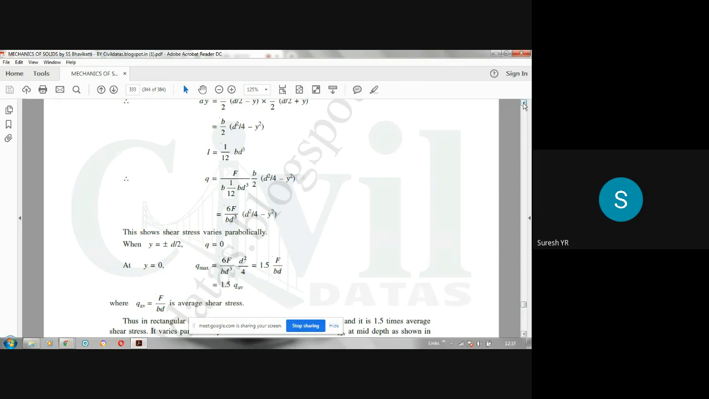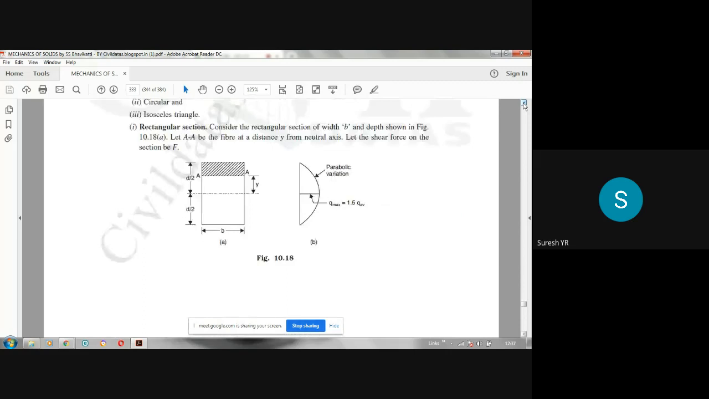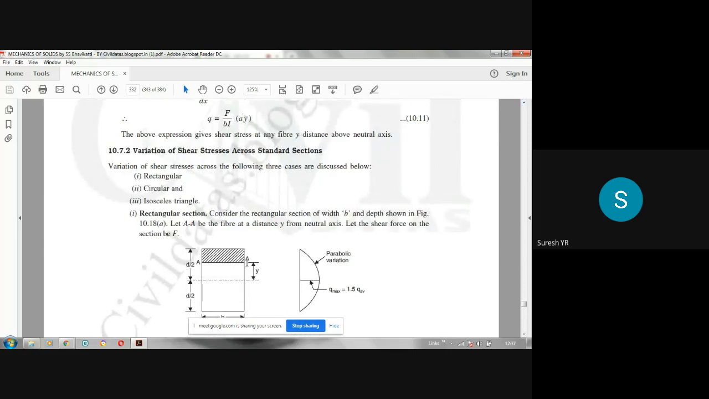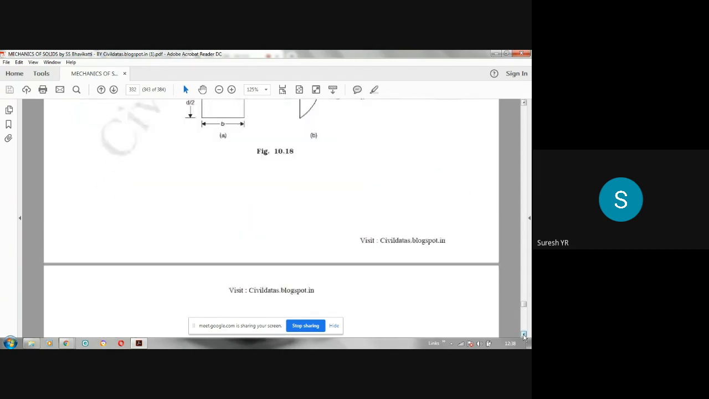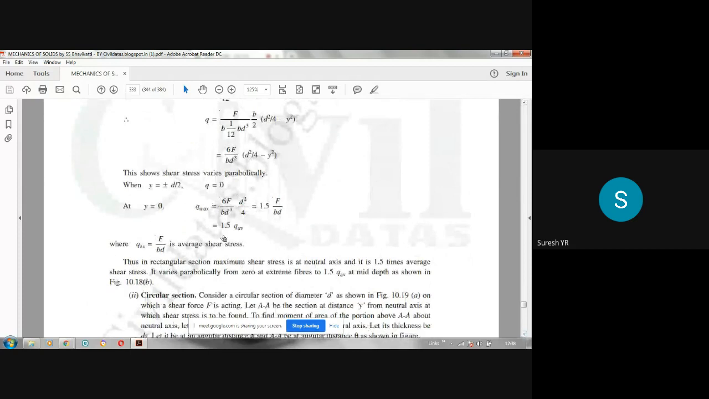So actually, strictly speaking, shear stress varies from point to point across the depth. So then how to get the average shear stress? Average shear stress is given by shear force divided by area of that section. That's the average. The maximum is at the neutral axis, the variation is a parabola. At the neutral axis, you can prove that it is 1.5 times the average shear stress. So it is very important book work.